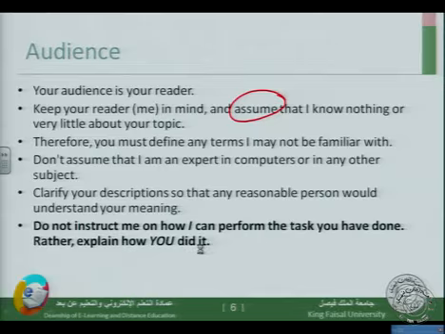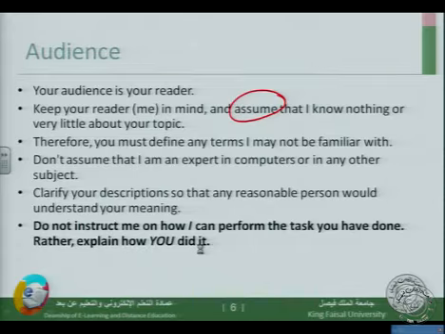About the topic. So, therefore, لذلك, you must define any terms I may not be familiar with. أي مصطلح ما بيكون غامض لازم تعرفه. Do not assume that I am an expert in computers or any other subject. So I am an ignorant person. أنا جاهل. بدي تعرفني في كتابتك ماذا تكتب. So you need to keep me in your mind.